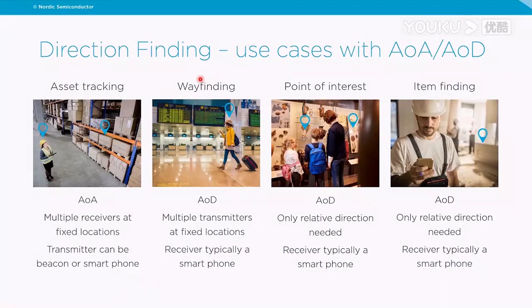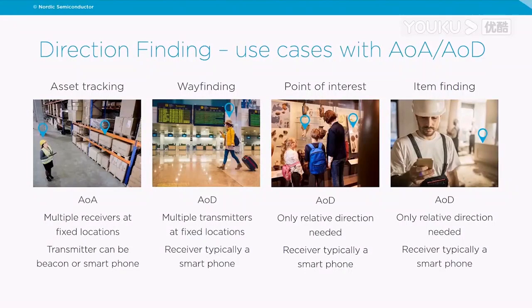You have wayfinding, where AOD typically is used, so that you have multiple transmitters at fixed locations, typically in the roof. And then the receiver is typically a smartphone, and it's able to figure out where it is relative to the transmitters. Another use case for this is an autonomous robot, for example, that should figure out where it is in a warehouse. Then you can use AOD as well.